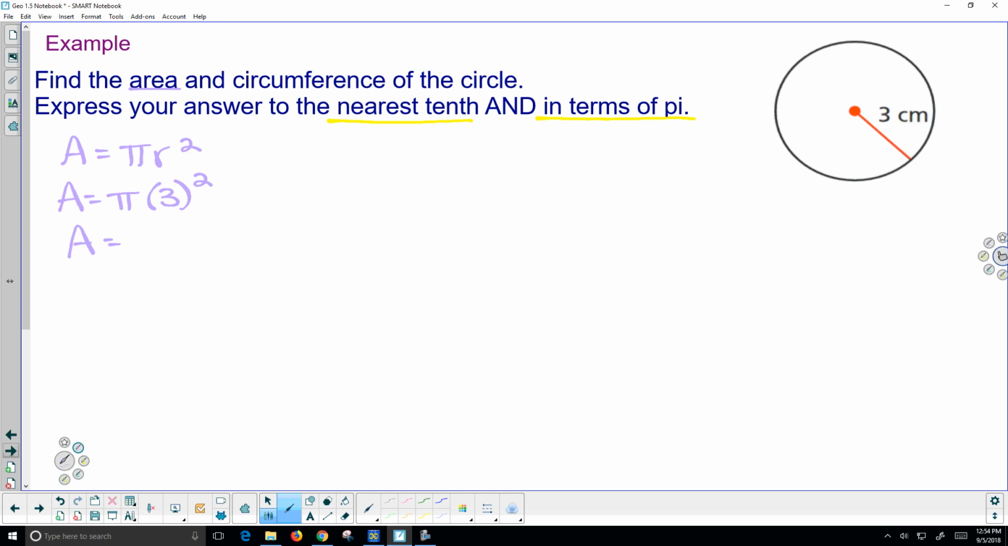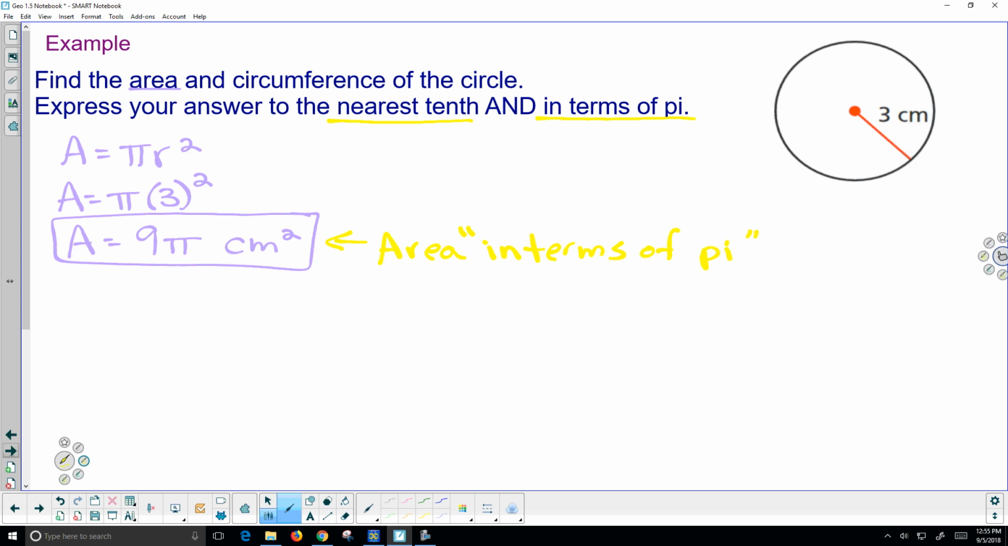However, like when we talk about variables, we put the number first and then the variable. Well, pi isn't a variable, but we're going to write it second. So on the next line, I'm going to write A equals 9 pi. Now, I'm going to throw my units on there. I'm finding an area, so it's going to be square units, and my problem has centimeters, so I'm calling this centimeters squared. This right here is my area in terms of pi. That's one of your answers.